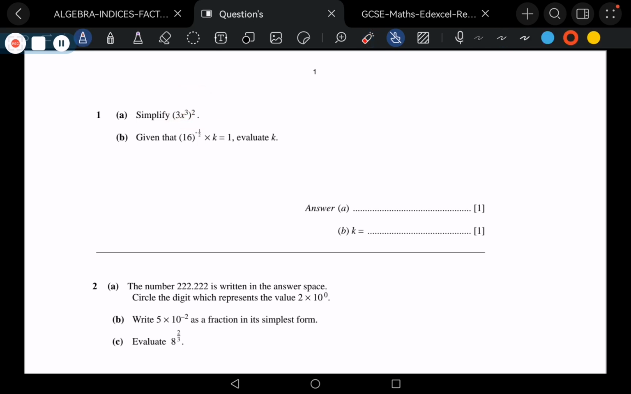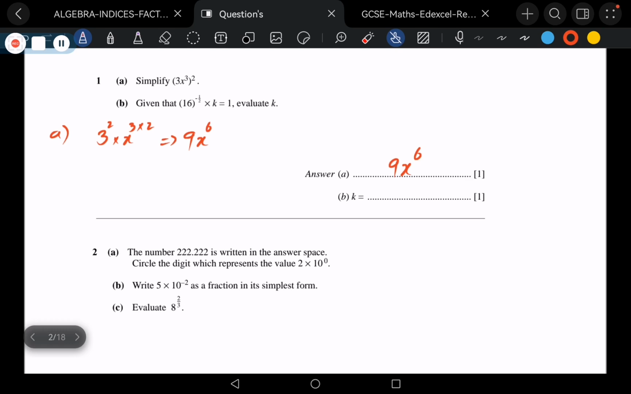So I'm going to solve it with a red pen. I'm putting a heading that I'm solving part a. 3 square times x power 3 times 2. So 3 square will be 9, x power 6. So my answer for the a part will be 9x power 6.